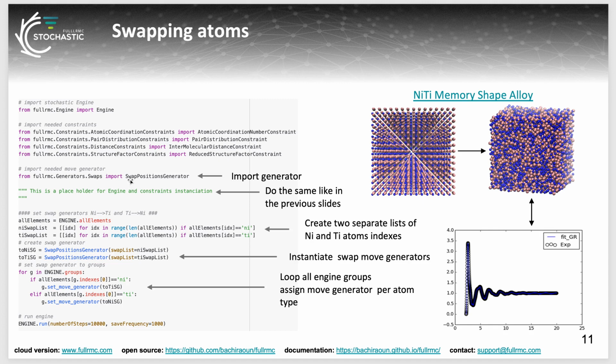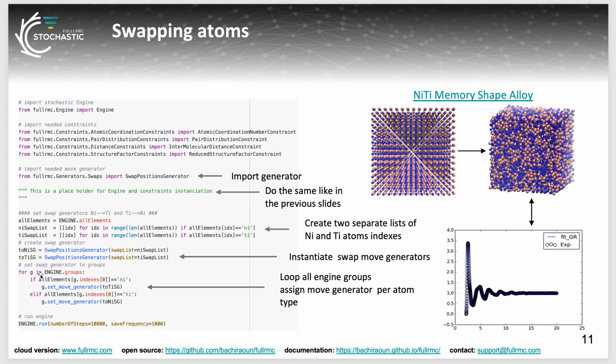Again, the same way, import swap position generator. And then I'm creating two lists or two arrays of atoms. The first one will contain the nickel atom indexes, nickel swap list. The second one, the titanium atom indexes, titanium swap list. Then I'm creating two different move generators. The first one that I call two nickel swap generator, where the swap list is the nickel swap list. The second one is a two titanium swap generator, where the swap list is the titanium swap list.